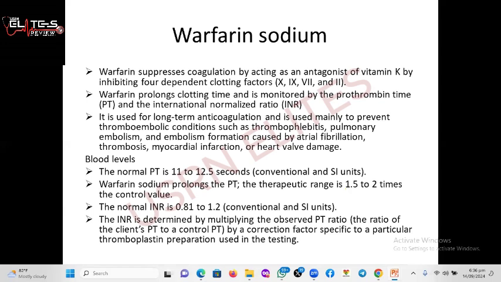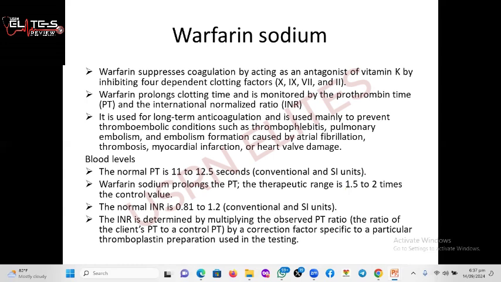But if someone goes on warfarin, we now want to see the level going up. So you multiply the normal levels by 1.5 to 2, then you get the therapeutic level for someone on warfarin. So you multiply the 11 by 1.5, you multiply the 12.5 by 2, and then you get your values.